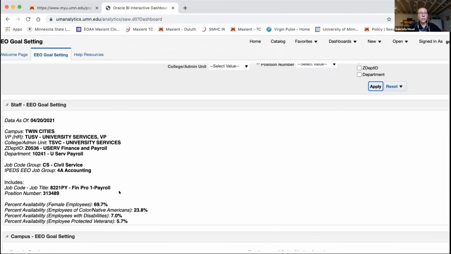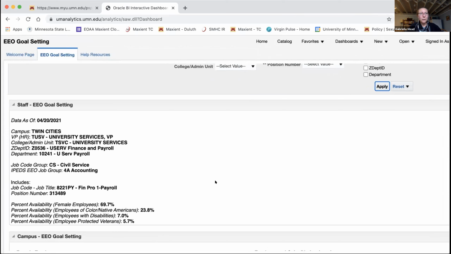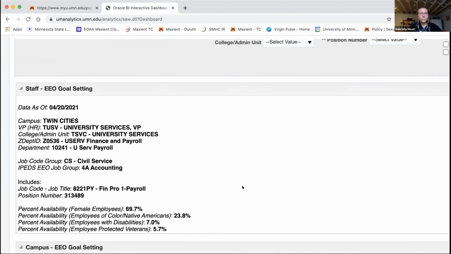Can you see this? Do I need to make it a little bigger? You'll see that 7%. Anytime you run a report, it'll say 7% of the qualified people are individuals with a disability. You'll see that it says 5.7% here. I mentioned 5.6. That's because the federal government just updated that number last month, and we have not gotten around to updating it in the tool.